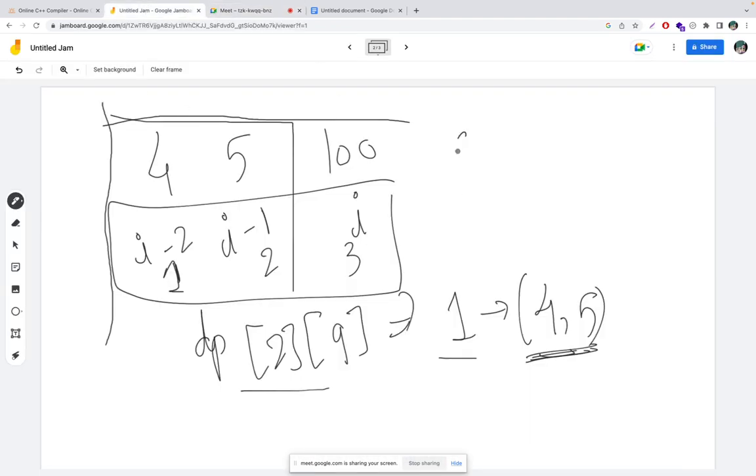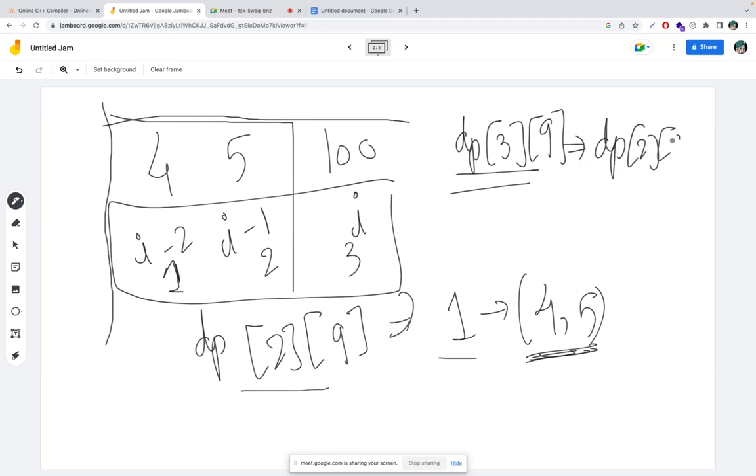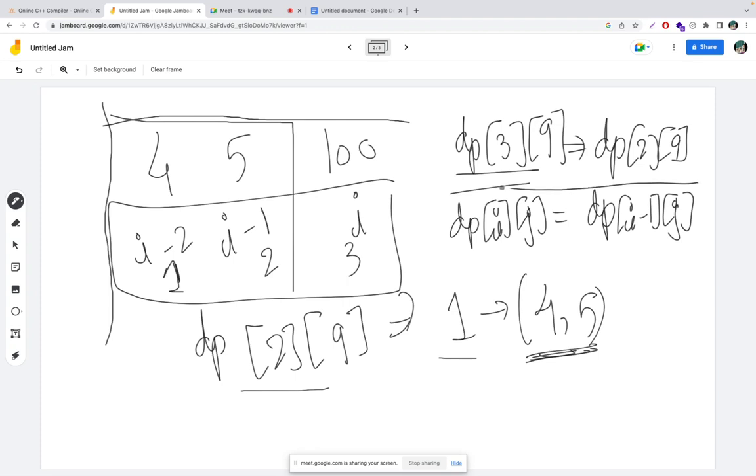Now if somebody asks you DP of 3 of 9, what does he ask you, Raj and Vikram? So this is also 1, but this is the same as DP of 2 of 9. That's why I am saying DP of i of j, the number of ways is the same as before. Got it, Vikram? This much is clear? Yes or no, Vikram? Raj?